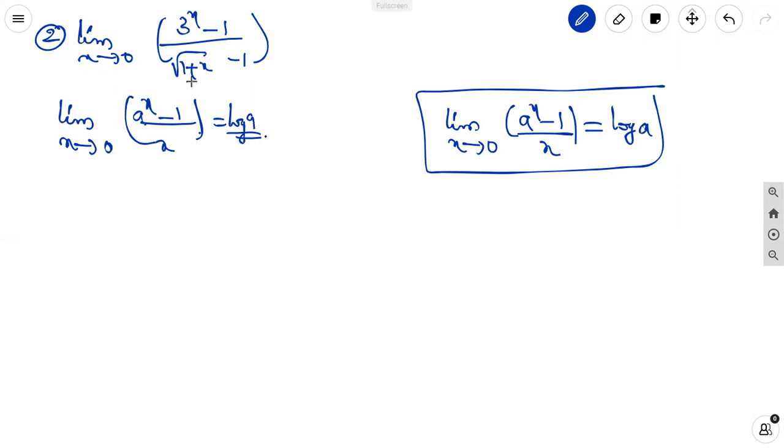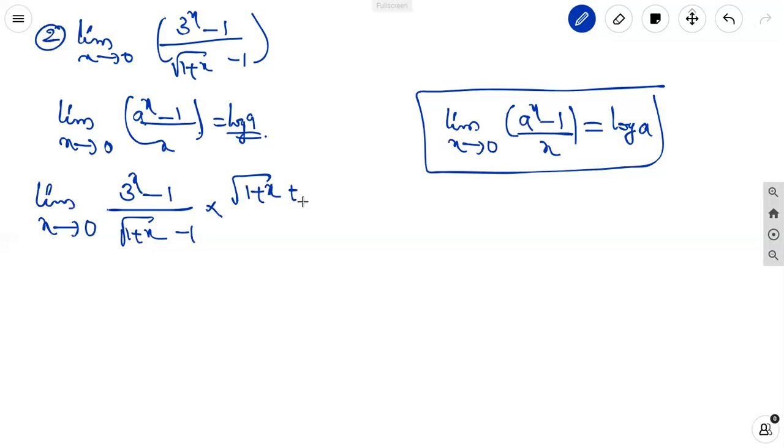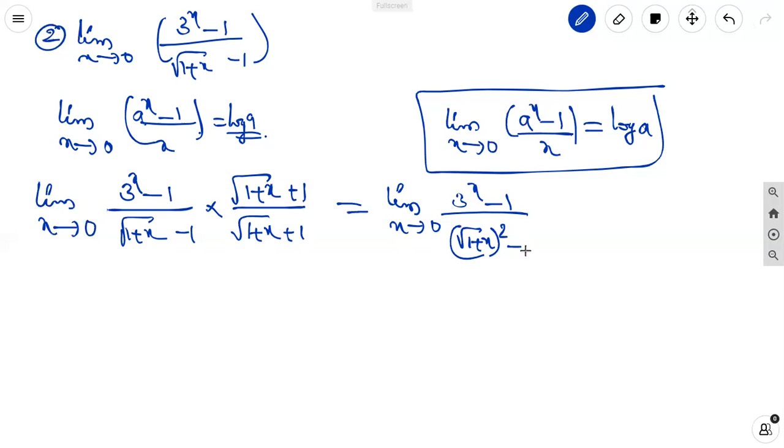Here 3 power x is there, but in the denominator we need x. For that, we get an idea: rationalize the denominator. Limit x tends to 0, (3 power x minus 1) by (under root of 1 plus x minus 1). You take the rationalize, (under root 1 plus x plus 1) by (under root 1 plus x plus 1). It is equal to limit x tends to 0, (3 power x minus 1) by (a minus b) into (a plus b), a square minus b square, into (root of 1 plus x plus 1). Here root square get cancelled, 1 plus x minus 1, the 1 and minus 1 get cancelled.